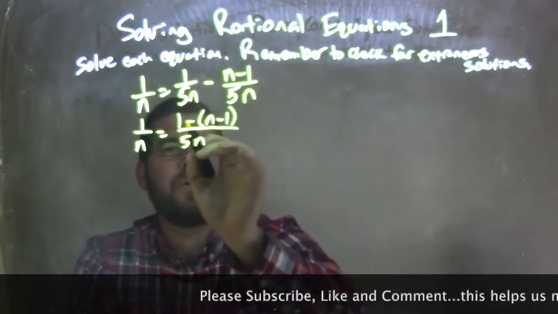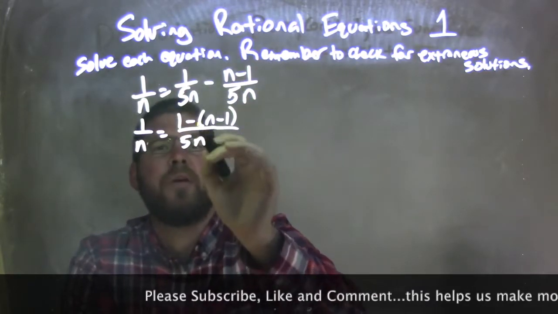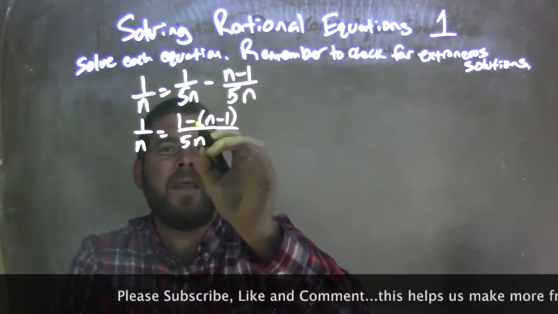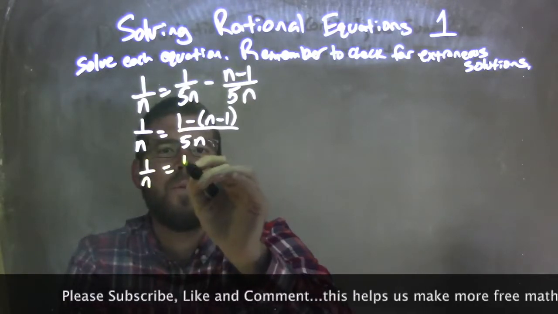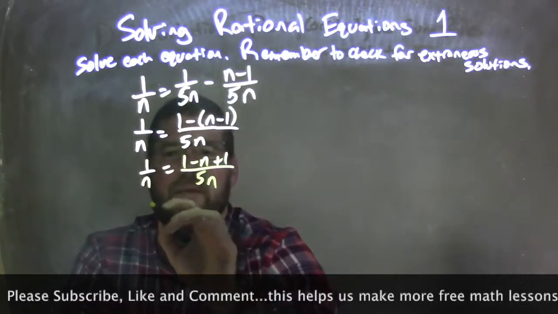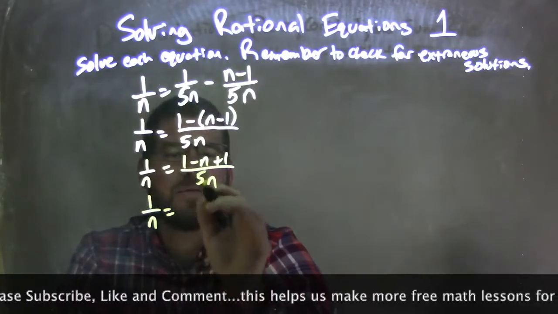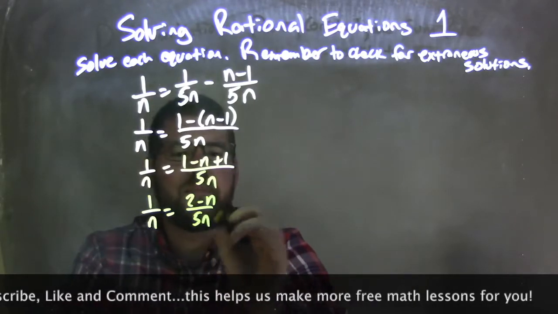Now, when I subtract, I'm going to subtract that numerator. So combine the denominator. We distribute the minus sign out, and that ends up being 1 over n equals 1 minus n plus 1 over 5n. Simplifying that, we have 1 over n equals 1 plus 1 is 2, so 2 minus n over 5n.